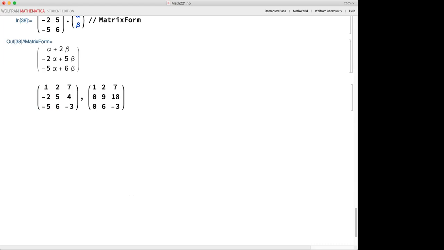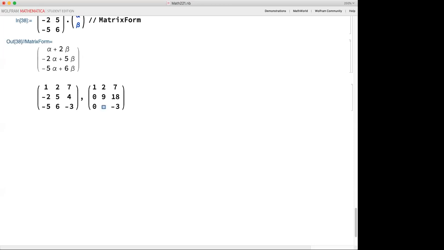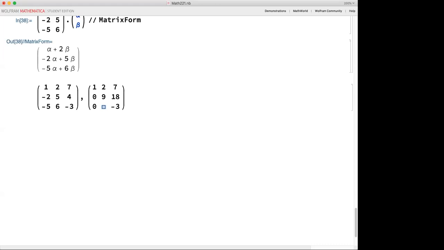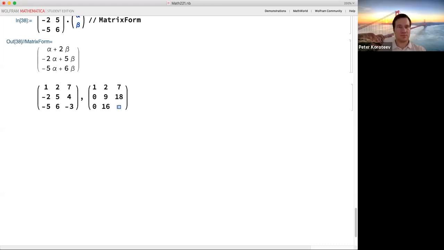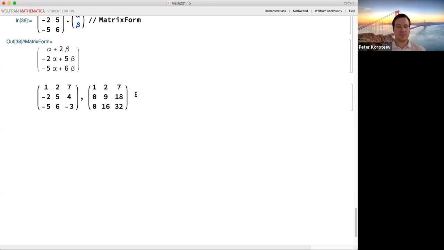Multiply row 1 by 5 and add to row 3. Yes, 0, then what will be here? 11. No, it's 16. Right? Oh, sorry, 16. Sorry. And then here. 32. Yep, that's right. Okay, what will we do next?